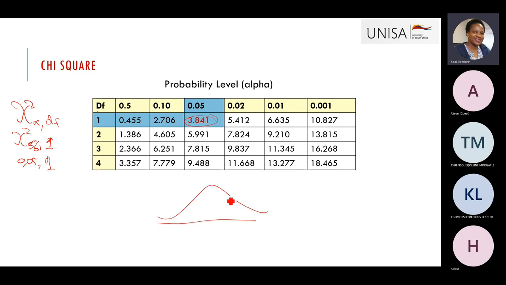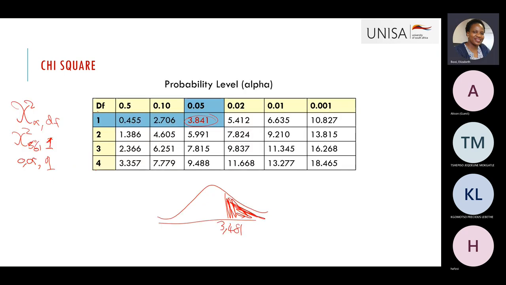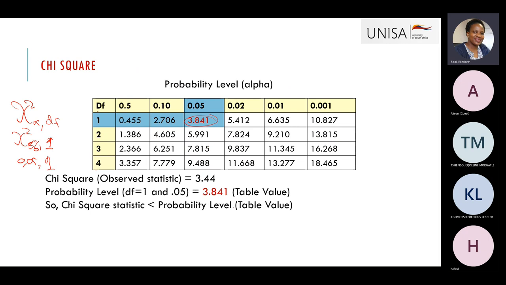And if that is our critical value, then you can make a decision. Going back, we found our test statistic is 3.44. So where is 3.44? It will fall in the do not reject. So since our chi-square statistic is 3.44, then it will be on the right. And we found that our critical value is 3.841. And we know that our test statistic is less than 3.841. Therefore, we do not reject the null hypothesis, because it will fall in the do not reject region.